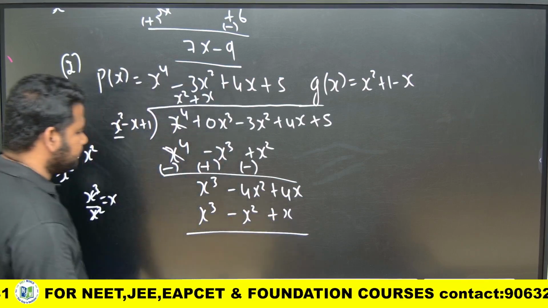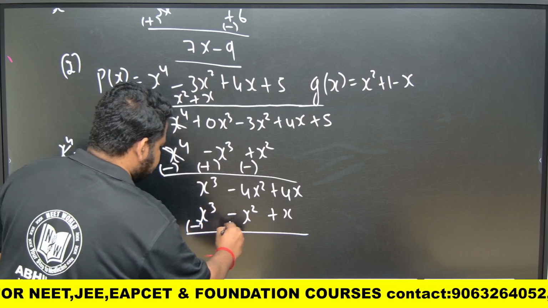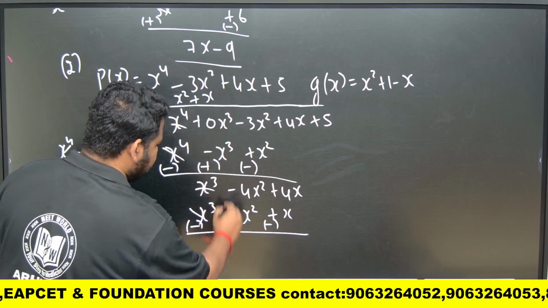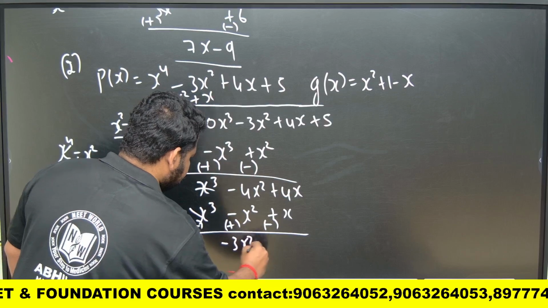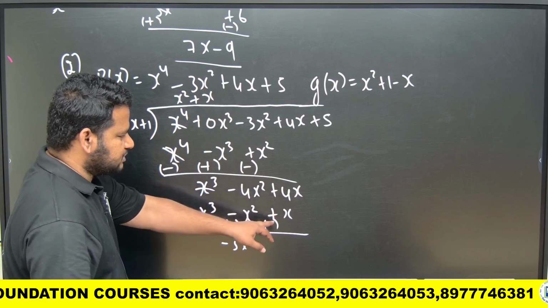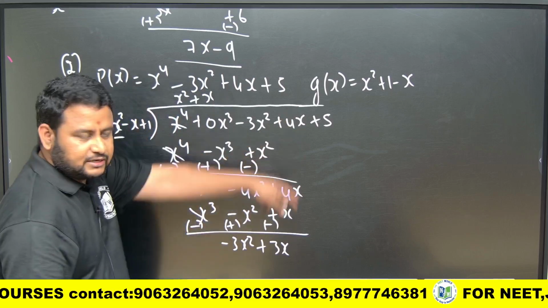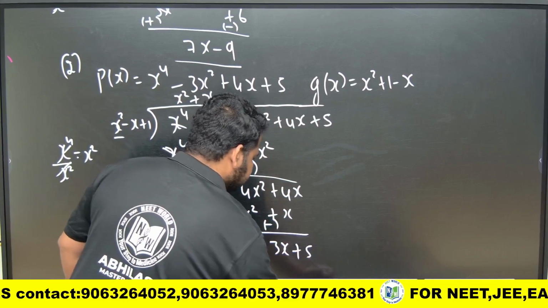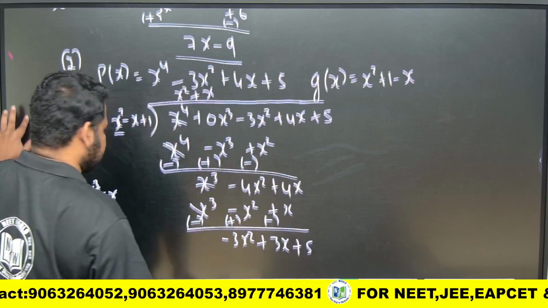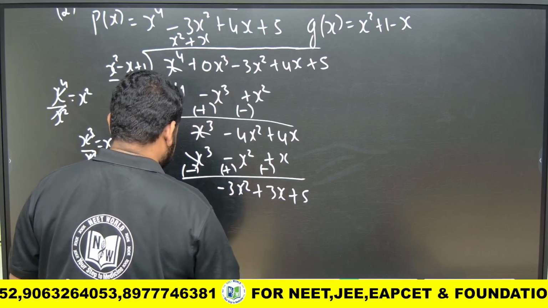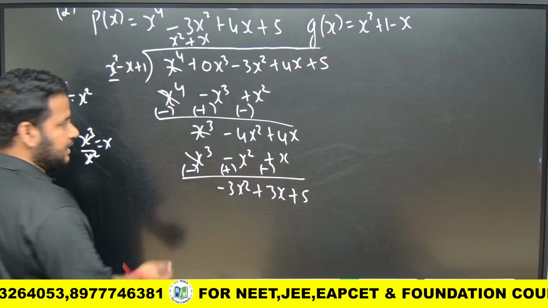Now what can I do? This will be minus, this will be plus, this will be minus. This I can cancel. This will be minus 3x square. Plus 4x minus x, this will become 3x. I have to take plus 5. If I take plus 5, I will be left with this much. So what do I have here? Minus 3x square. Now I have to divide by x square.